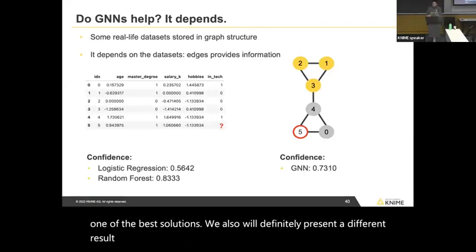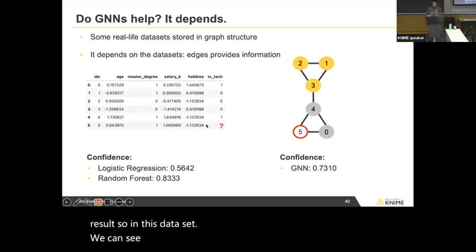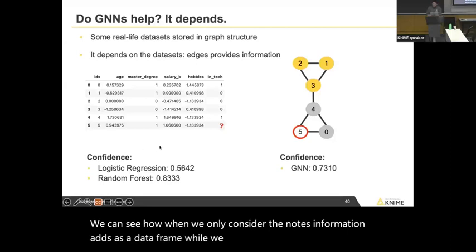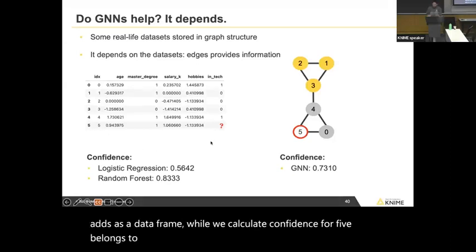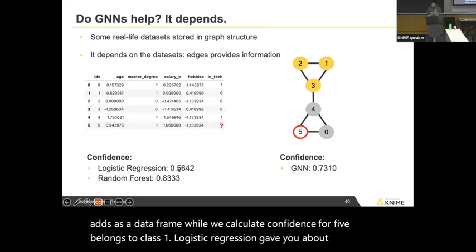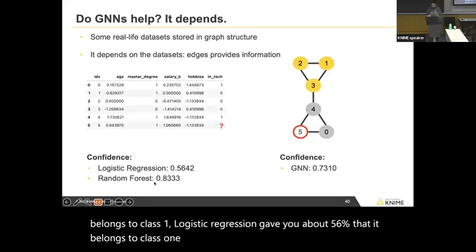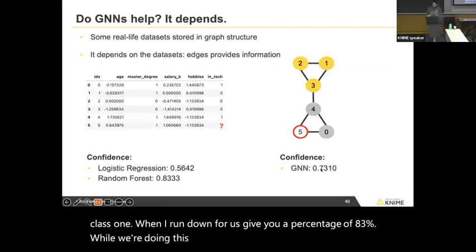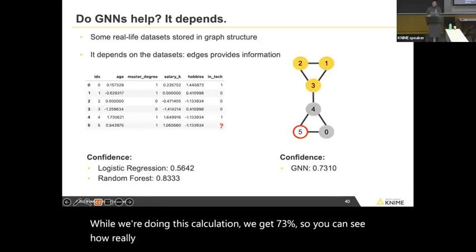So in this data set, we can see that when we only consider the node information as a data frame, and we calculate the confidence of node 5 belonging to class 1, logistic regression gave you about 56% that it belongs to class 1, while random forest gave you a percentage of 83%. While for GNN, when we do this calculation, we get 73%. So you can see how it sometimes really depends on the data set.